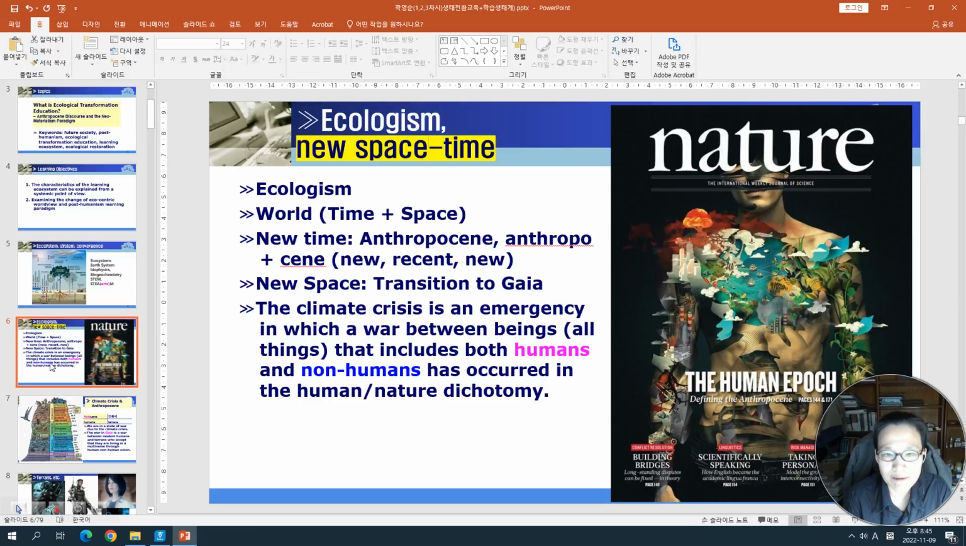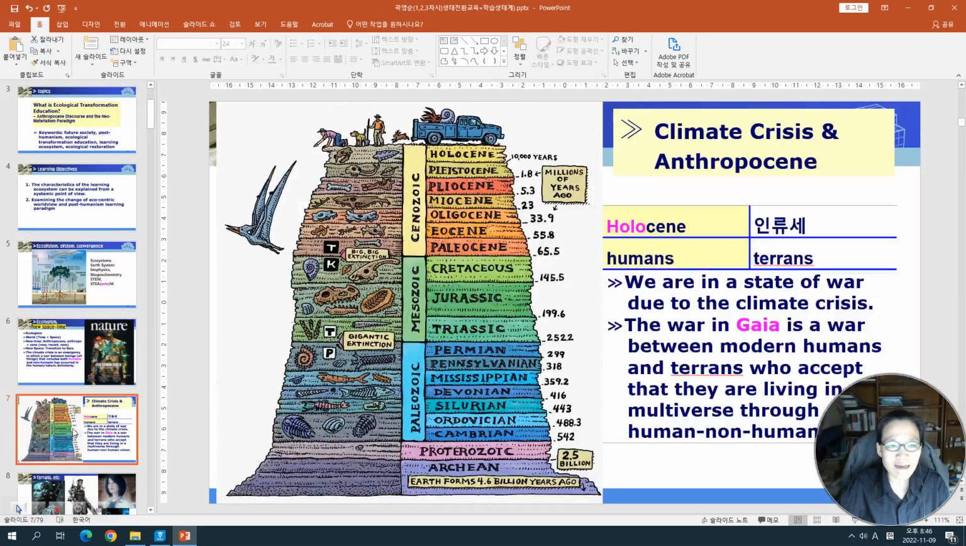So when you talk about Anthropocene, it's about we are shifting to a new time zone, time period, and a new space. Are you also familiar with Gaia? They are talking about Earth itself. The Mother Earth itself is an organic organism. So with the climate crisis, which is an emergency call, there is a war between beings, that includes both humans and non-humans. There is a war, fighting, or conflict going on.